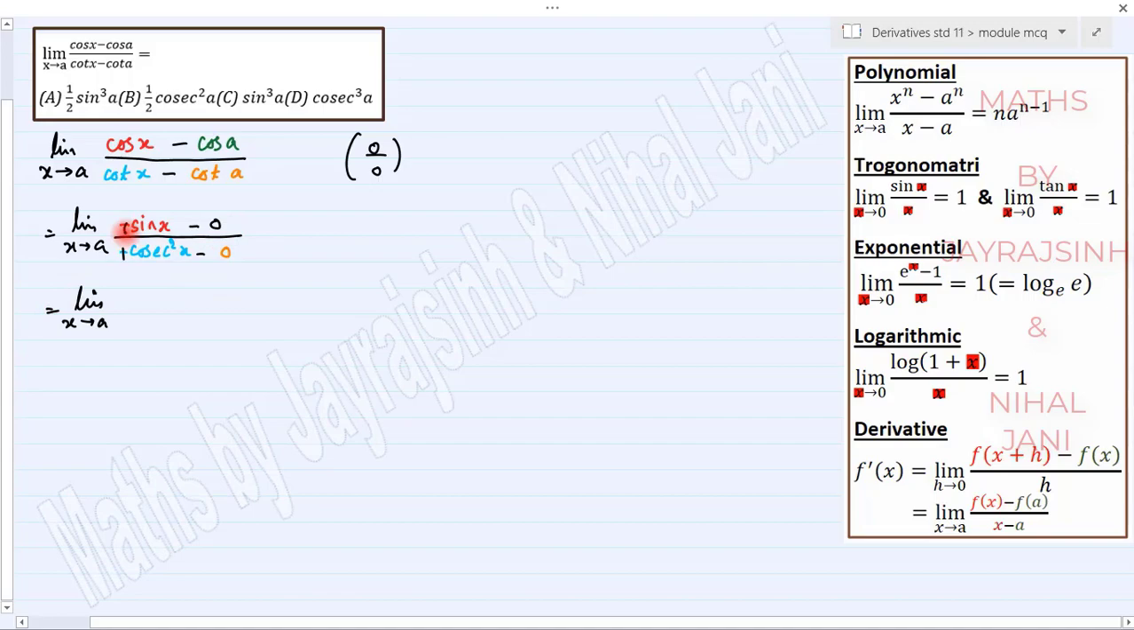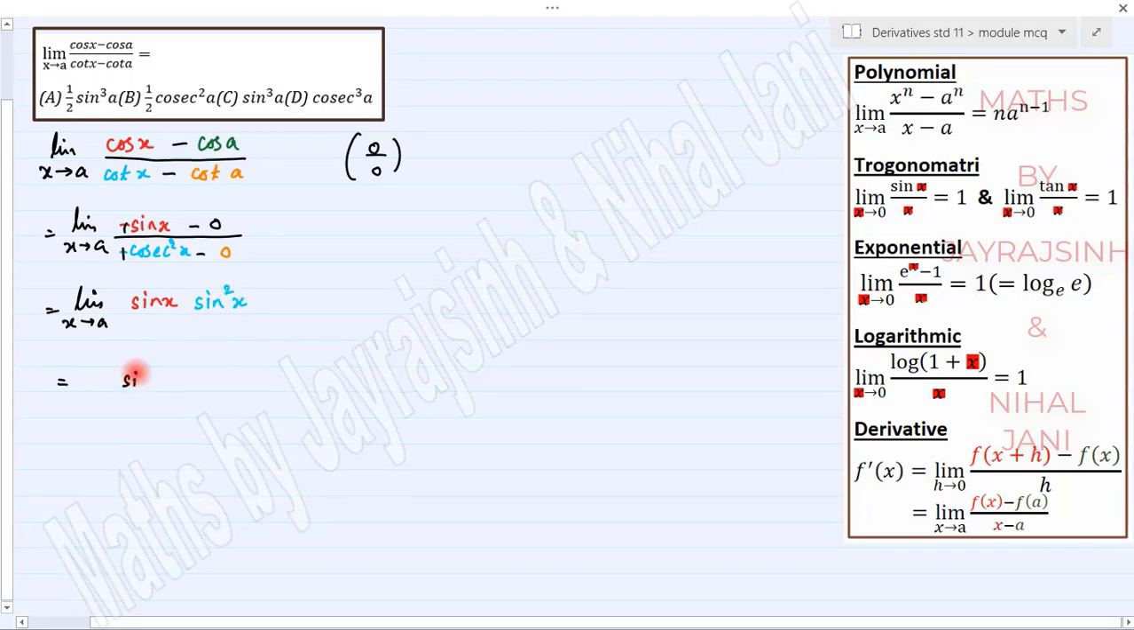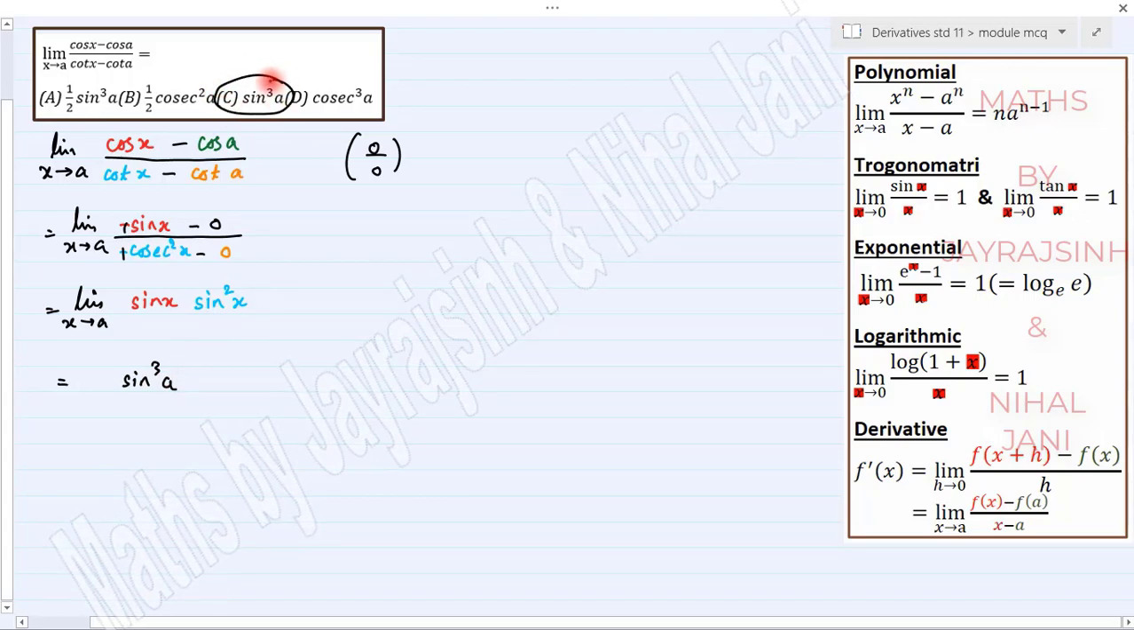Now, this minus minus becomes plus, sin x will be as it is, and cosec square x is nothing but reciprocal of sin square x. So we'll get sin square x. So this will become sin cube x, and if you replace your x by a, we'll get sin cube a, which is in option C.